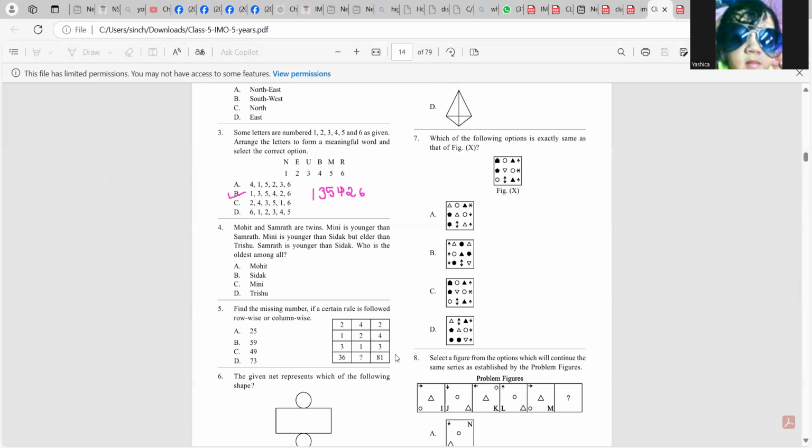Ma'am, the answer is option B, 135426. Because 1 is N, 3 is U, 5 is M, 4 is B, 2 is E, and 6 is R. So, if we arrange them, it forms a meaningful word as number. So, option B is correct. Very good. Now do number 4.